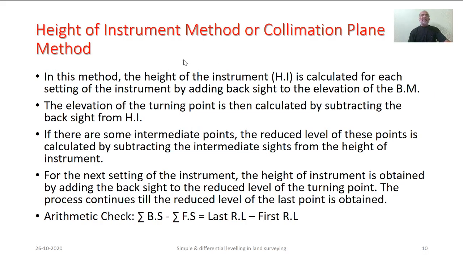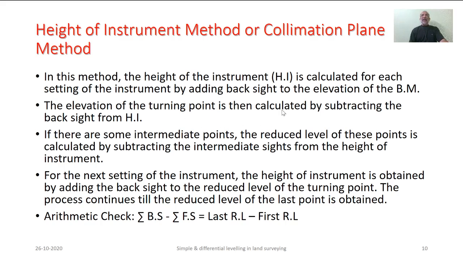So the first slide is telling us about the height of instrument method, or it is also called the collimation plane method. In this method, height of instrument is calculated for each setting of the equipment by adding the backsight to the elevation of the benchmark or the previous point on which the reading was taken just before shifting the equipment.